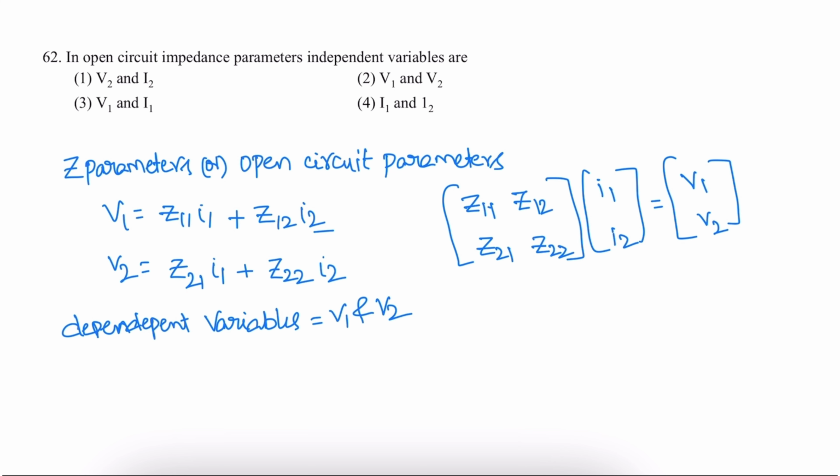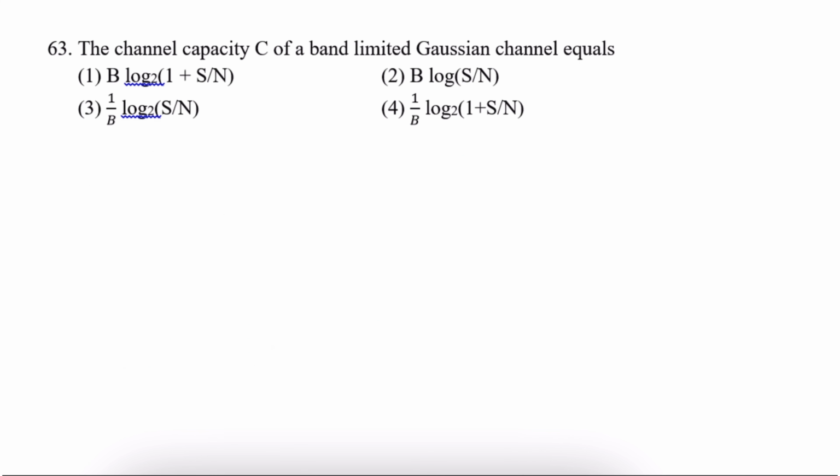So in these open circuit parameters, the Z parameters, the independent variables are the input and output currents, so current at port 1 and current at port 2, whereas the dependent variables are voltage at port 1 and voltage at port 2. In the question they have asked independent variables, so that is option 4. If they ask dependent variables, then it is option 2.